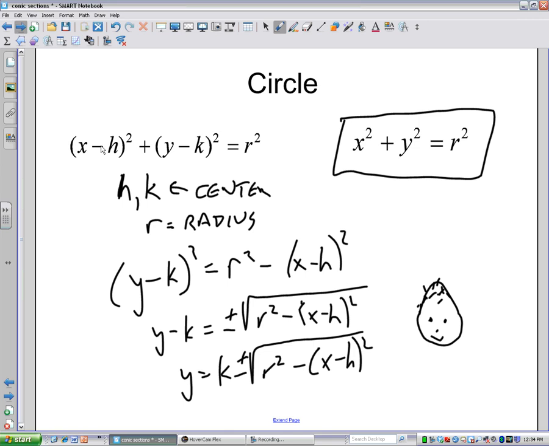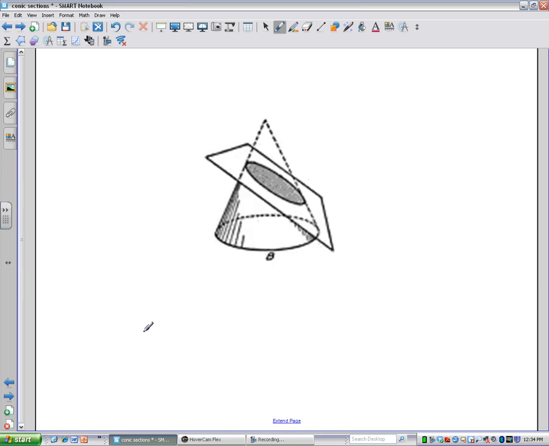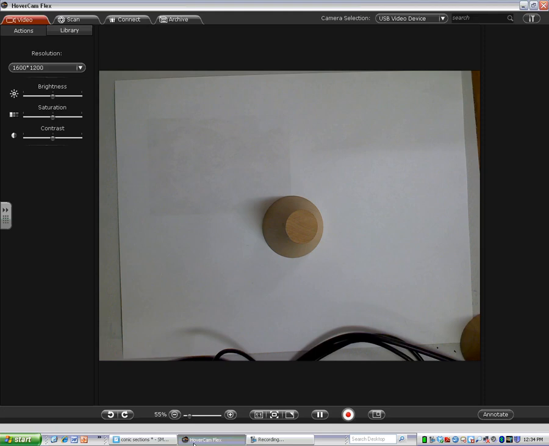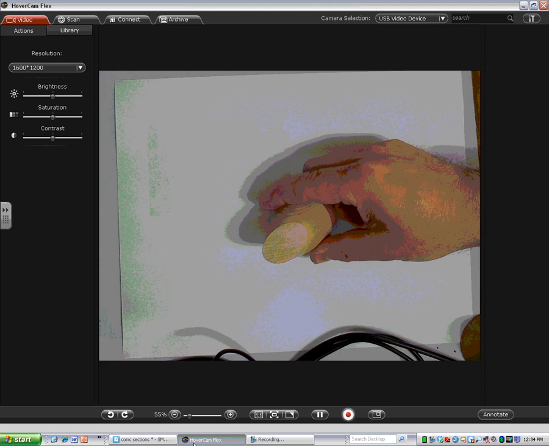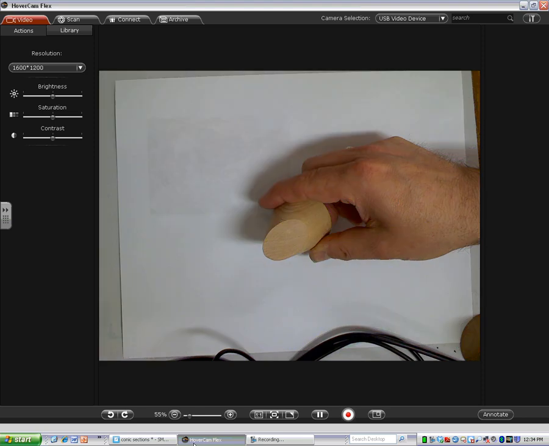What if we slice the cone differently? What if we slice the cone on an angle? What if the plane intersects the cone at an angle? If that happens, what we end up getting is an ellipse. You get that shape. So, it's kind of an elongated circle.